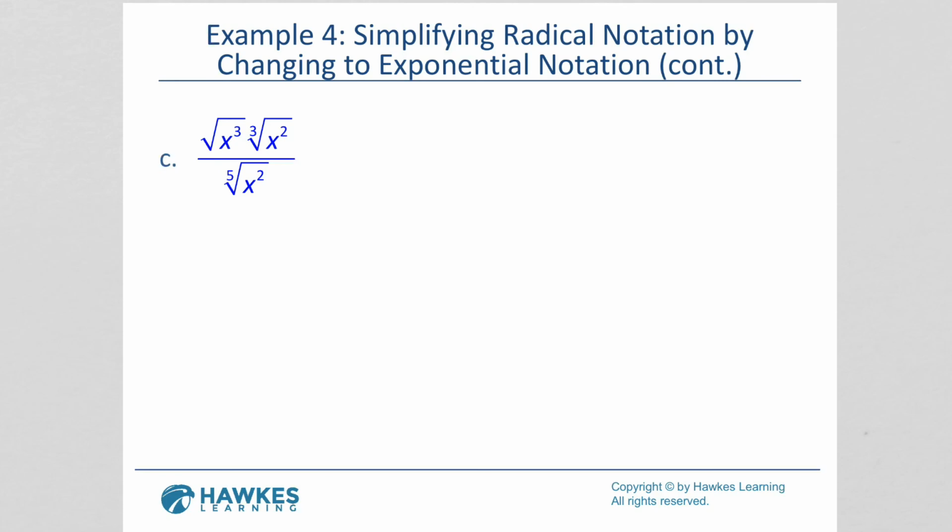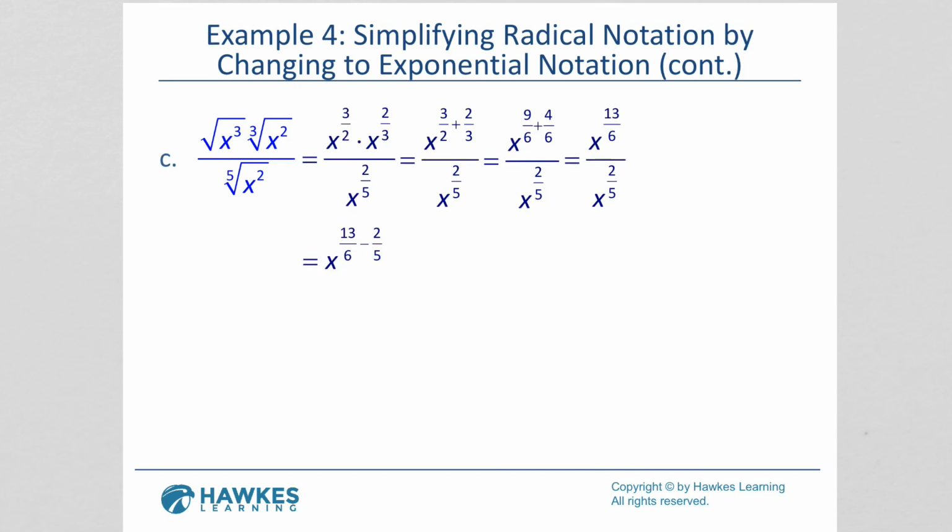4c, we have the square root of x cubed times the cube root of x squared all over the 5th root of x squared. This becomes x to the 3/2 times x to the 2/3 all over x to the 2/5. In my numerator, I'm going to add my exponents. That's going to give me x to the 3/2 plus 2/3 all over x to the 2/5. My common denominator is 6, so on the numerator I have x to the 9/6 plus 4/6 all over x to the 2/5, which is x to the 13/6 over x to the 2/5.